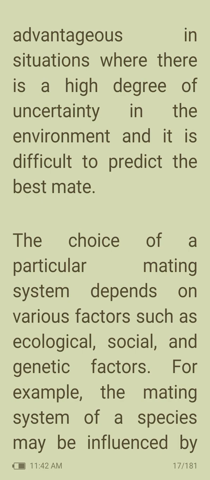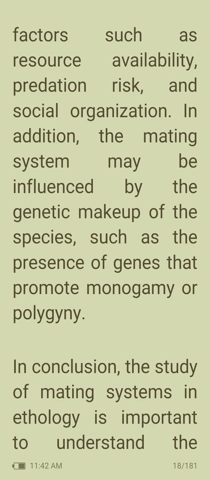The choice of a particular mating system depends on various factors such as ecological, social, and genetic factors. For example, the mating system of a species may be influenced by factors such as resource availability, predation risk, and social organization. In addition, the mating system may be influenced by the genetic makeup of the species, such as the presence of genes that promote monogamy or polygamy.